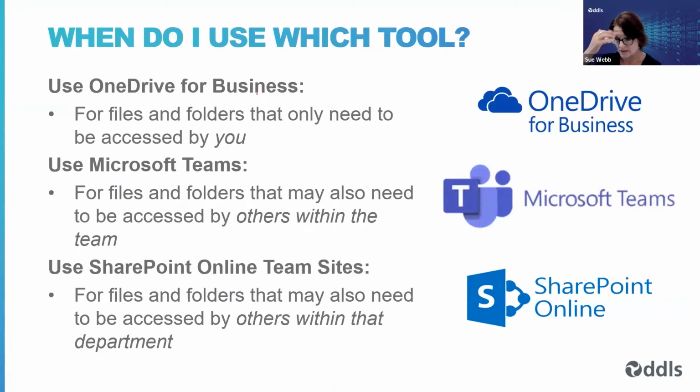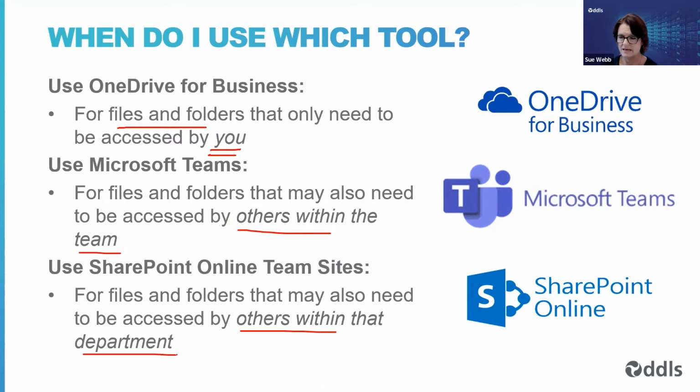So one of the biggest questions that I get asked when I'm doing this type of training is, when do I use which tool? Now, there's no hard and fast rules about this because it comes down to the organisation, and the organisation generally will need to develop guidance to help staff make these decisions. But as a general rule, OneDrive for Business is for files and folders that only need to be accessed by you. With Microsoft Teams, that means we've got files and folders that may also need to be accessed by others within that team. And SharePoint Online for files and folders that may need to be accessed by others within that department or across the entire business.